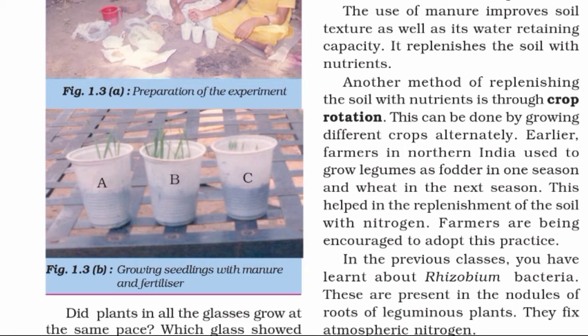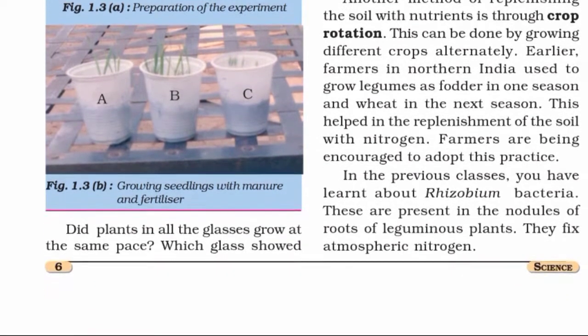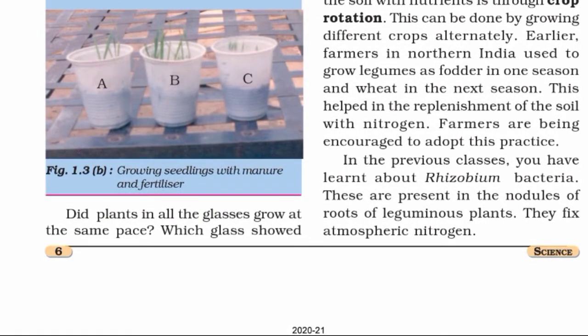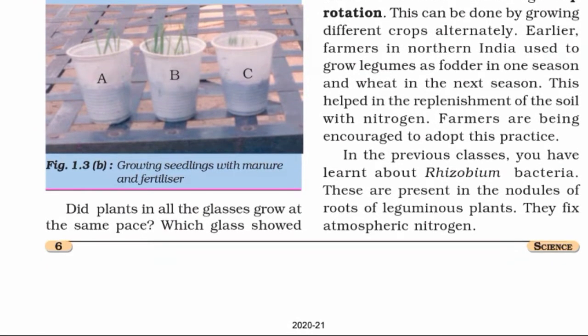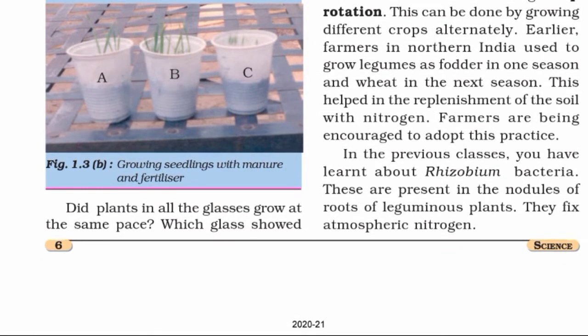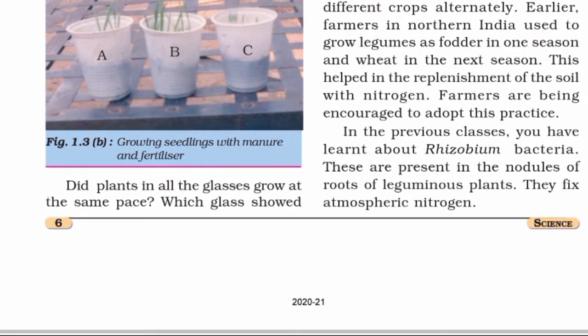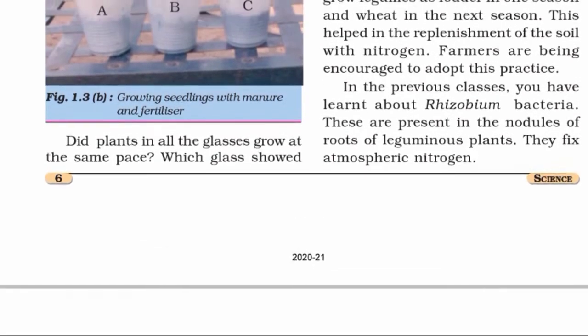Another method of replenishing the soil with nutrients is through crop rotation. This can be done by growing different crops alternately. Earlier, farmers in northern India used to grow legumes as fodder in one season and wheat in the next season. This helped in the replenishment of the soil with nitrogen. Farmers are being encouraged to adopt this practice.